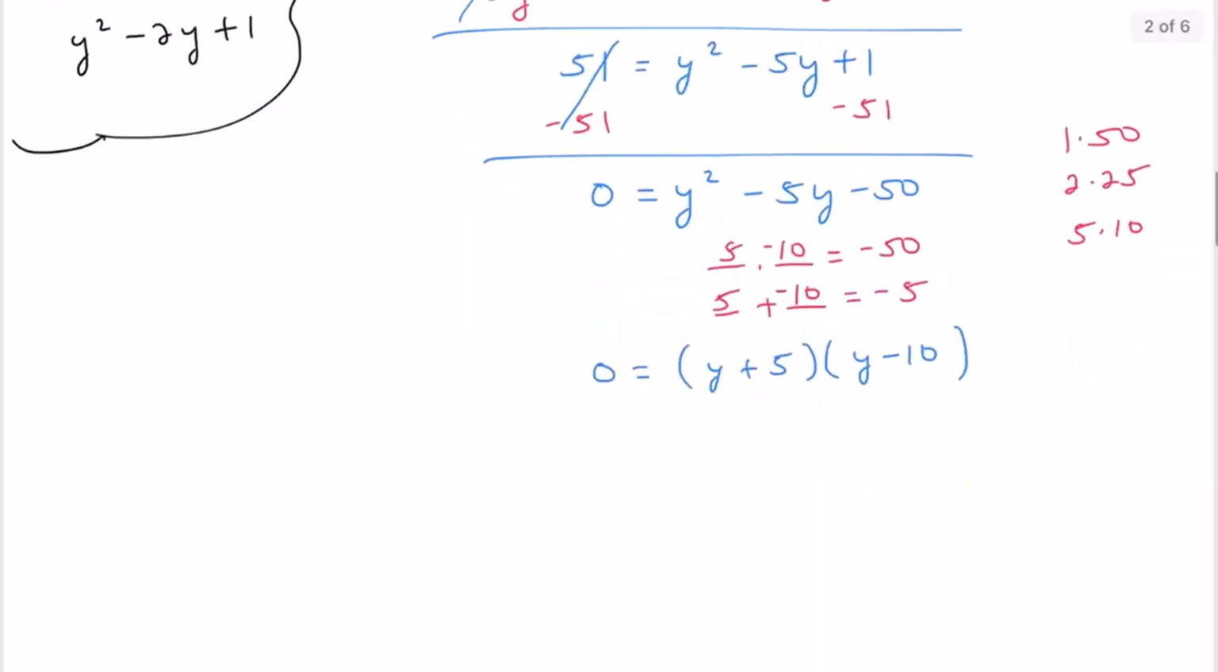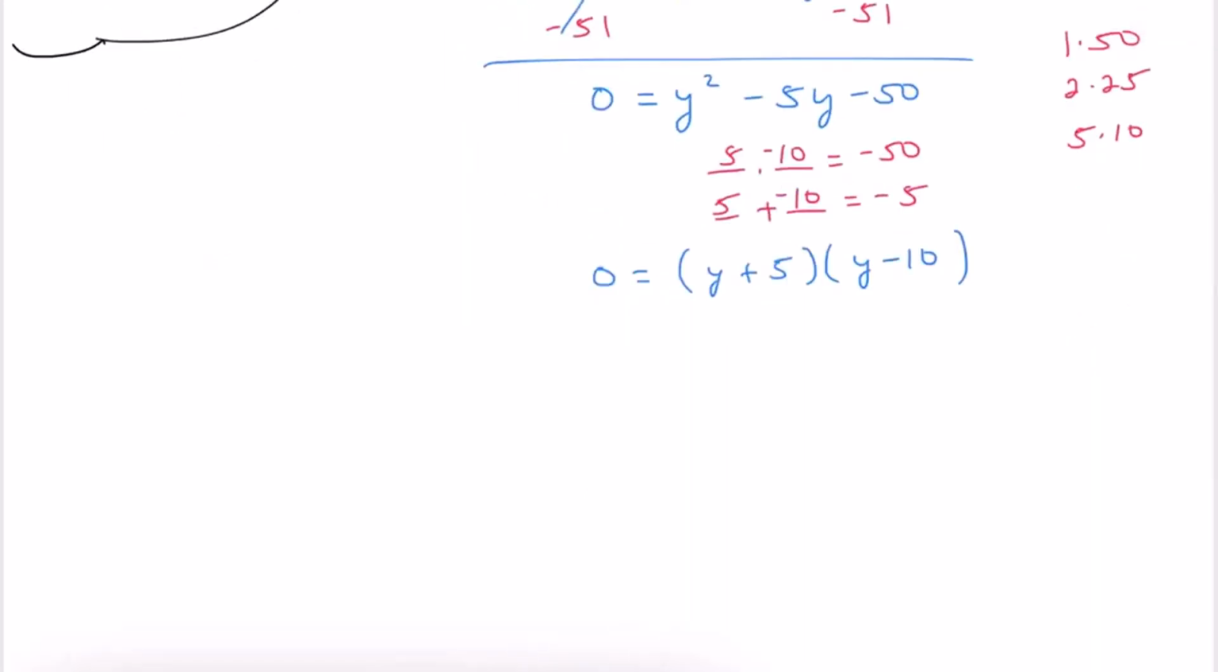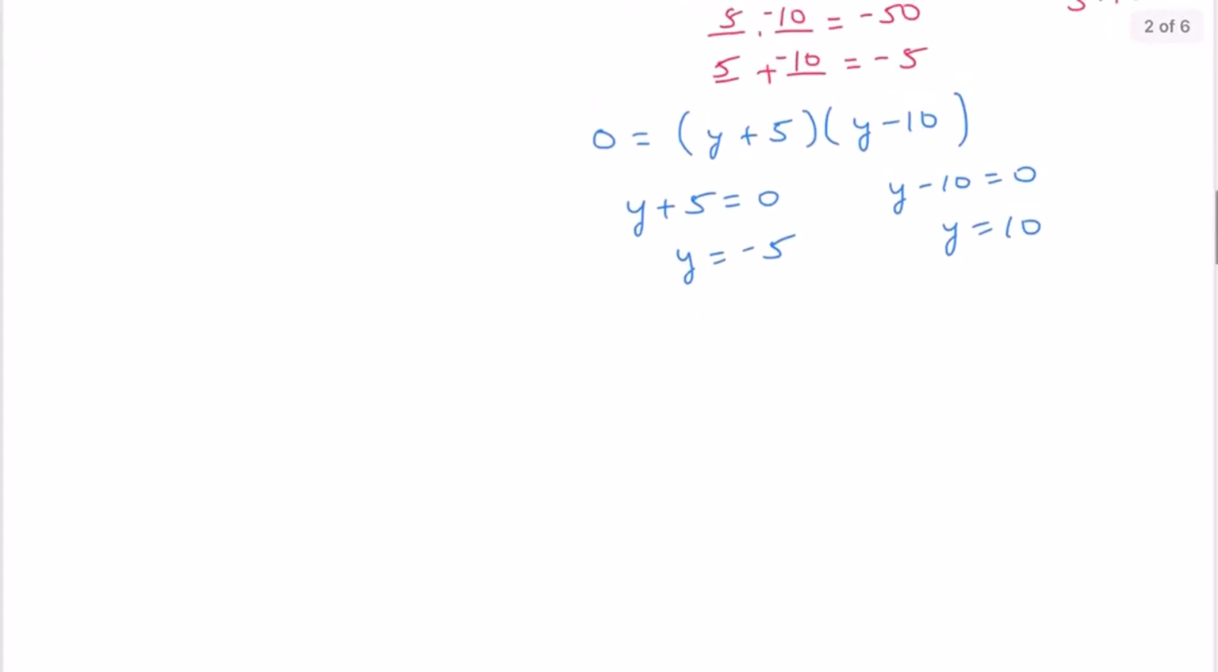Set each group equal to 0 and solve. So we have y plus 5 is equal to 0, minus 5 over, so y is negative 5. And then we have y minus 10 is 0. Add 10 over, so y is 10. And then we have to check. So let's check y is negative 5 first.